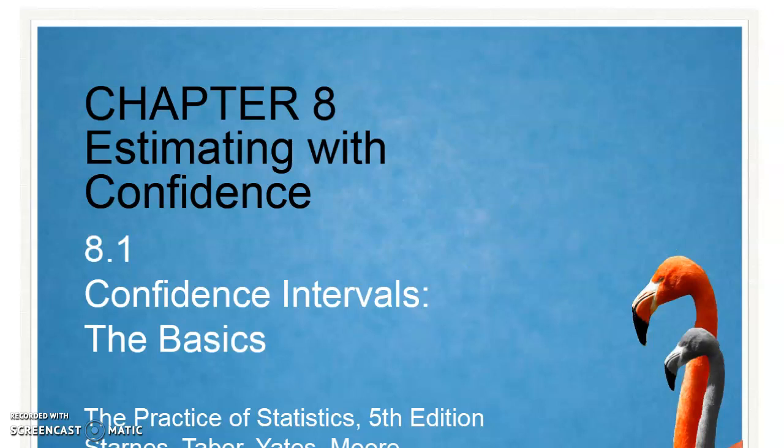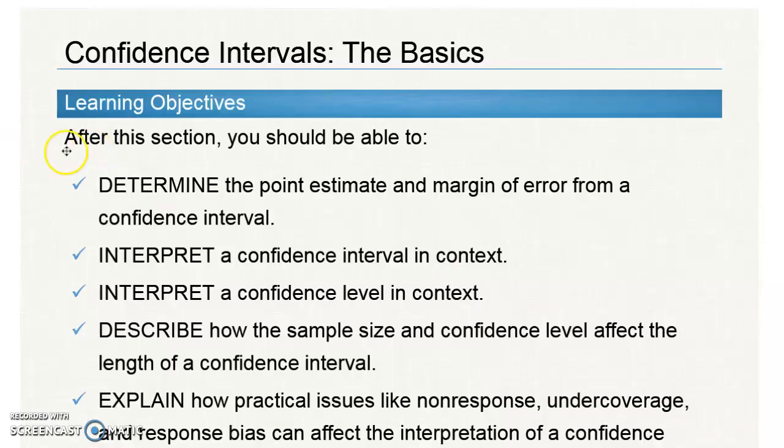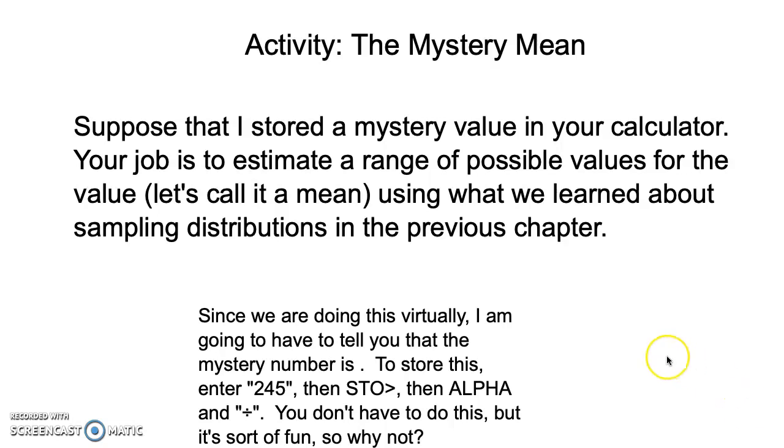Okay, so this section will cover these topics. This idea of a point estimate is something that sounds new, but it's really just the sample statistic. And the margin of error is what we're going to add or subtract to our sample statistic to come up with our confidence interval. So let's start with an activity.